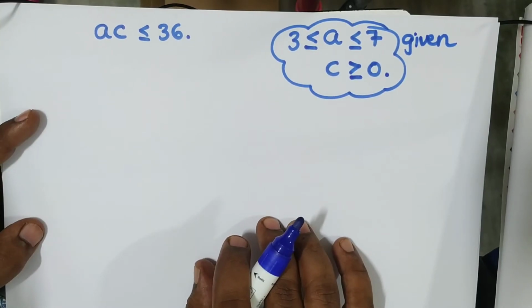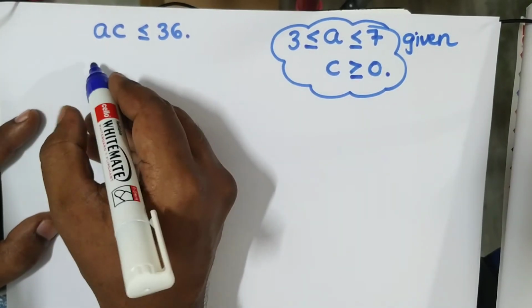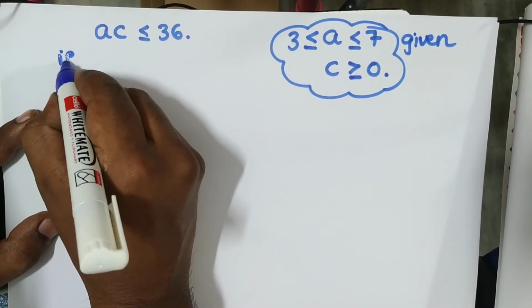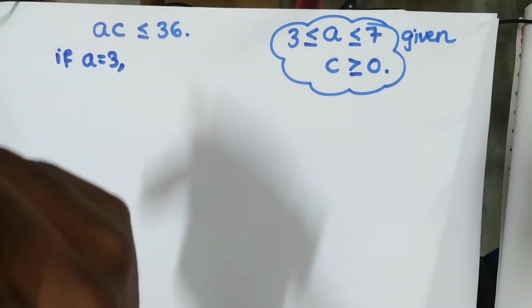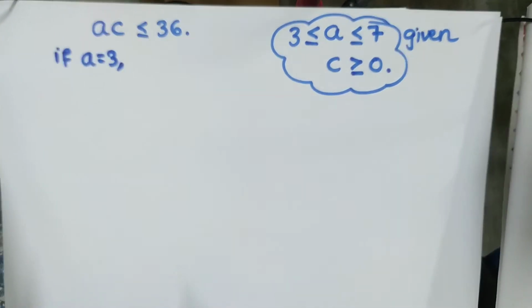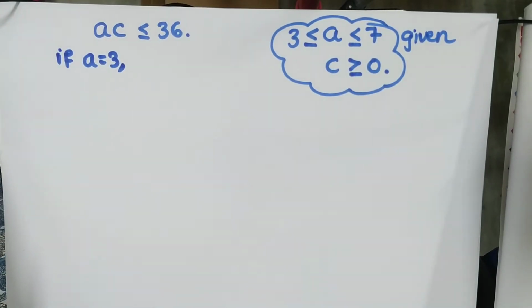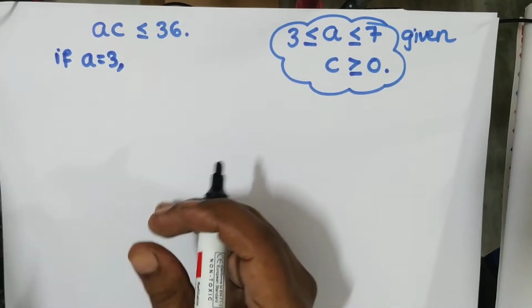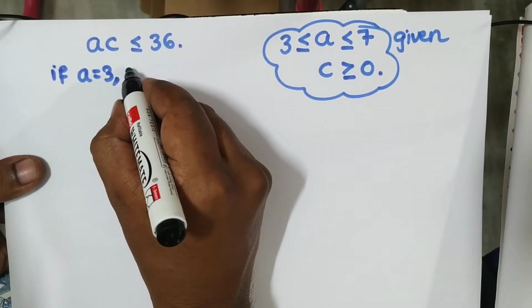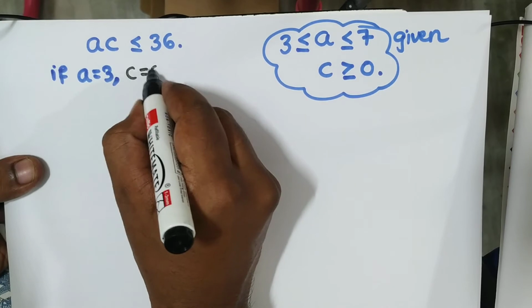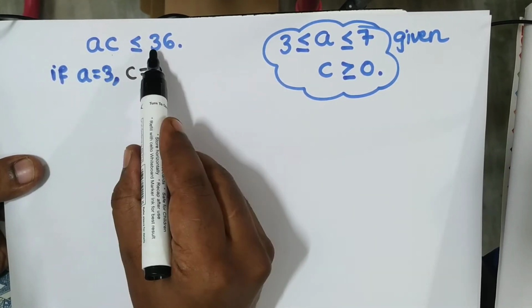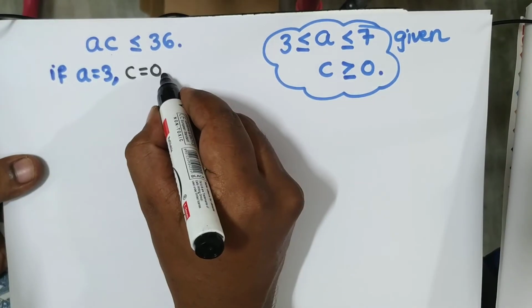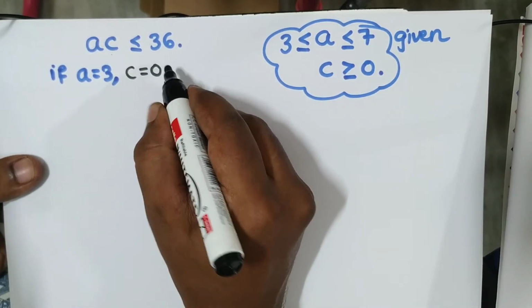All right, now you tell me, you can choose now happily like this. If A is equal to 3, you can take A equal to 3. Now what could be C here? Yeah, what could be C? C I can take 0. If C equal to 0, now 3 multiplied by 0 less than or equal to 36, so satisfied. So I can take C equal to 1.